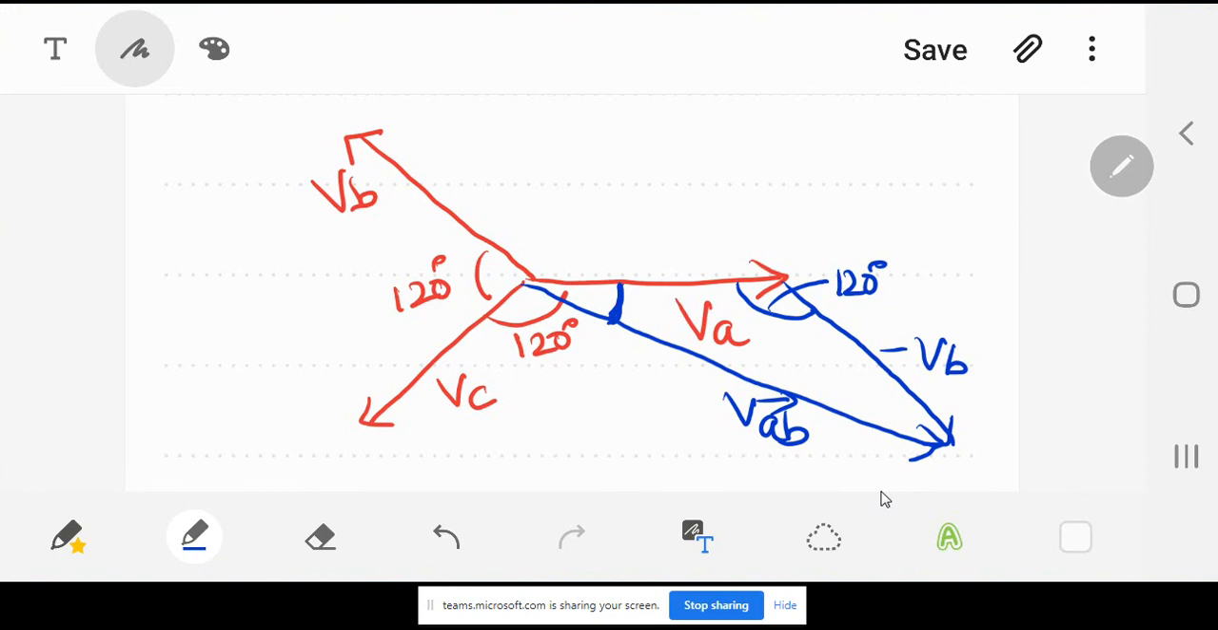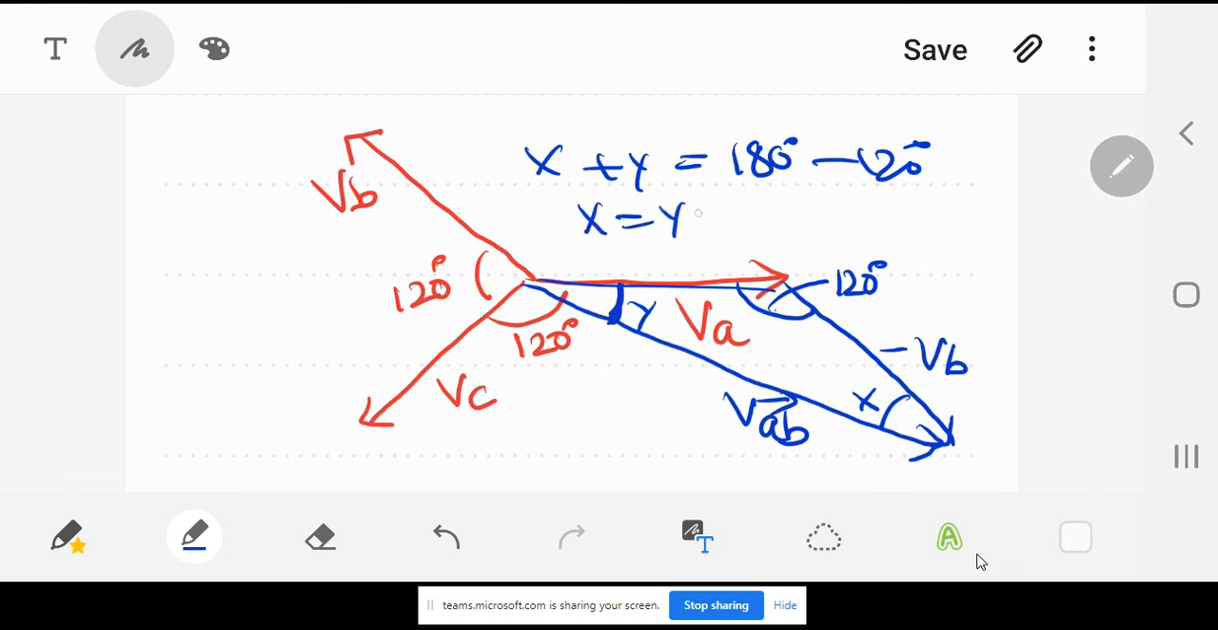The total angle is 180, so 60 is the total, so when you half it. Yes, your right answer. If this angle is 120 and since this length and this length they both are same, so they are opposite angles. This angle if I call it x, this angle y, so x plus y is equal to 180 degrees minus 120 degrees. So certainly x and y both are same, so either x or y is going to be equal to 30 degrees, because the sum is equal to 60 degrees. So this means that this angle is 30 degrees.